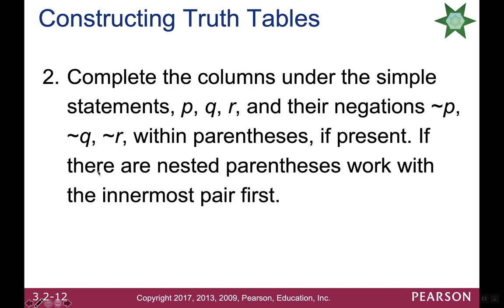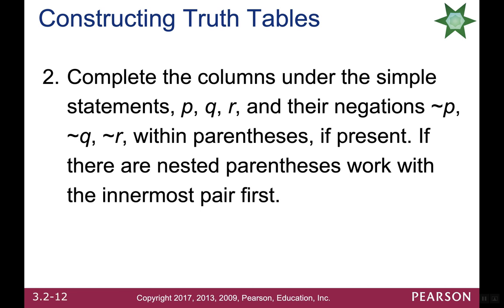So let's try it. Constructing truth tables: complete the columns under the simple statements P, Q, R, and their negations not P, not Q, and not R within the parentheses, if present. If there are nested parentheses, work within the innermost pair first. I remind you, what does a parenthesis mean? In the case of grouping statements, everything to the left of the comma is a group, and everything to the right of the comma is another group. So you have to keep that in mind as you look at the different groupings.